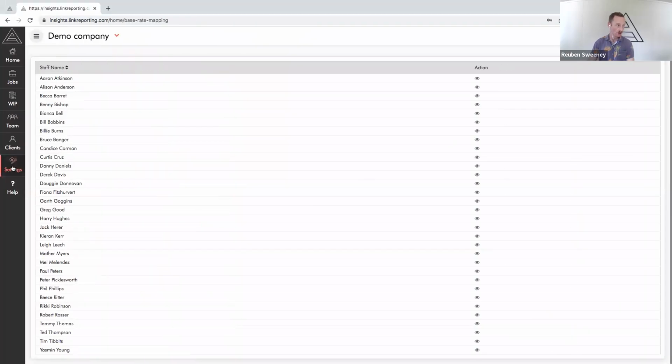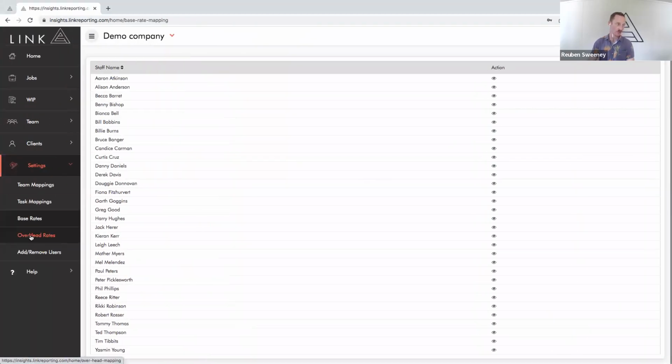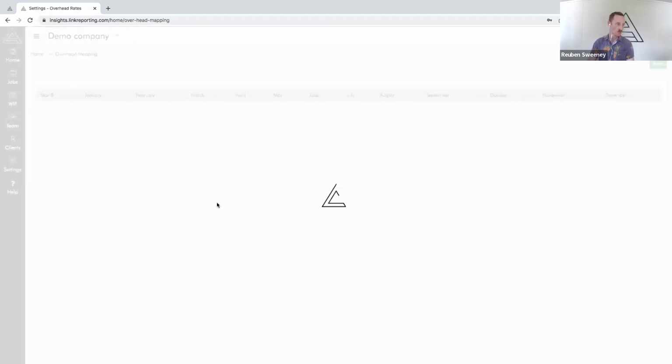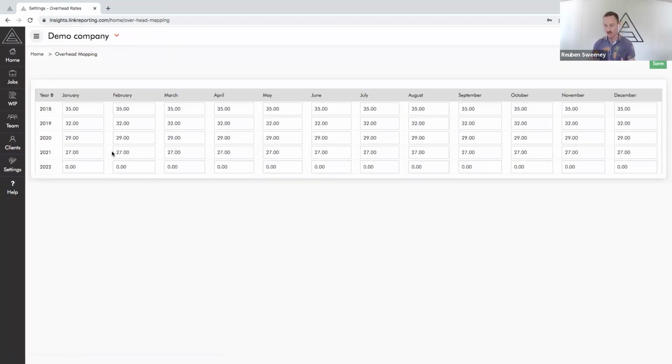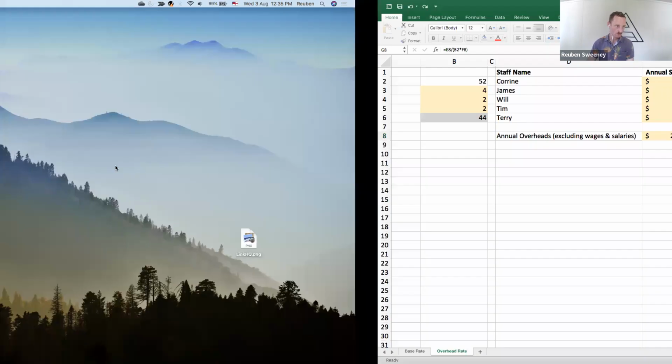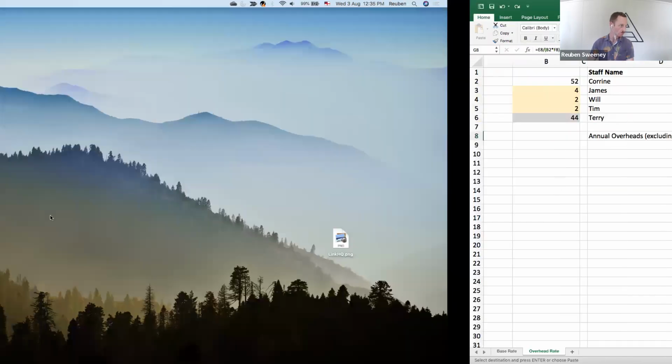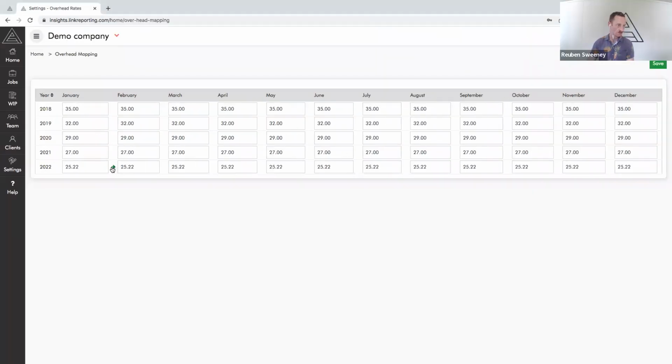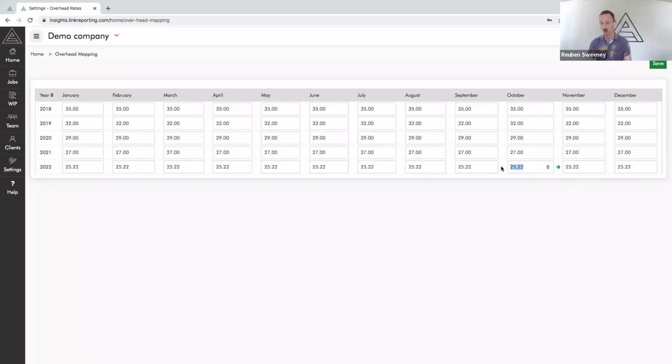But in your link reporting, for those of you using link reporting, we have an area in here called overhead rate mappings. And it can be updated each year because your overheads will change each year. But yeah, you should have an idea around what that is. My one was $25.22. And I'm going to apply that for the whole year and say, when we rerun our calculations, all the timesheets that are entered in that year will, in a separate entry, get applied an extra cost, basically. And you'll see that when we look at our job reporting.